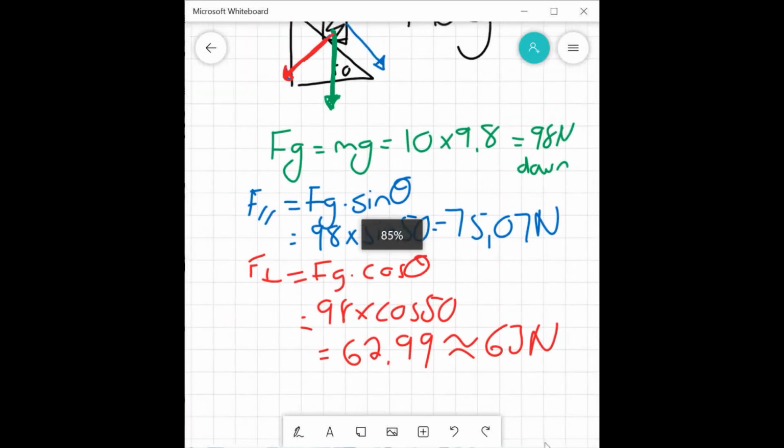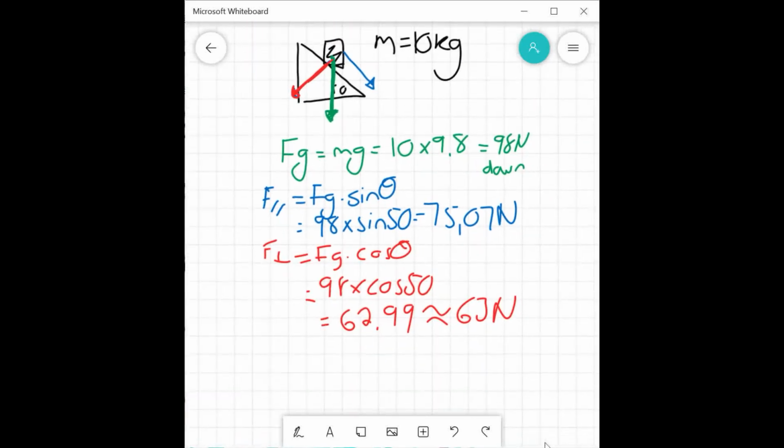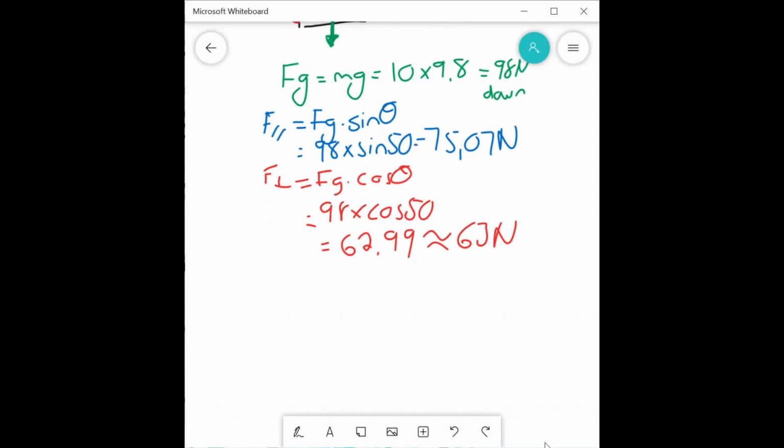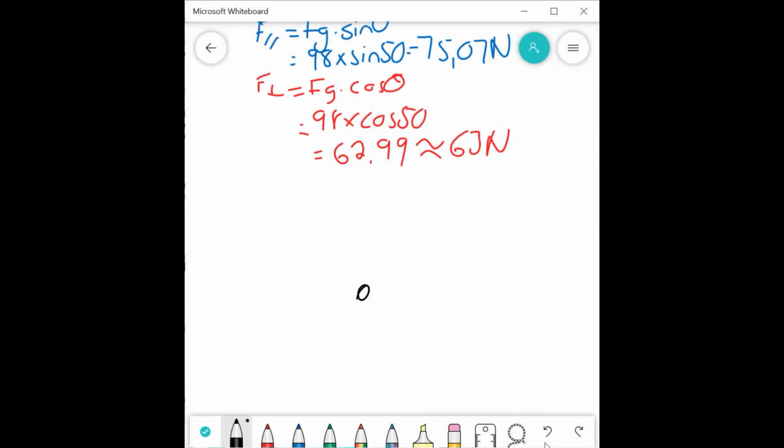Pretty straightforward. I am going to go into a bit more detail now on free body diagrams so you can understand this a bit more. Free body diagrams are always drawn with a little circle and you just draw the forces coming out of it. So we've got the weight going down, the parallel force going like that, and the perpendicular force going like that.